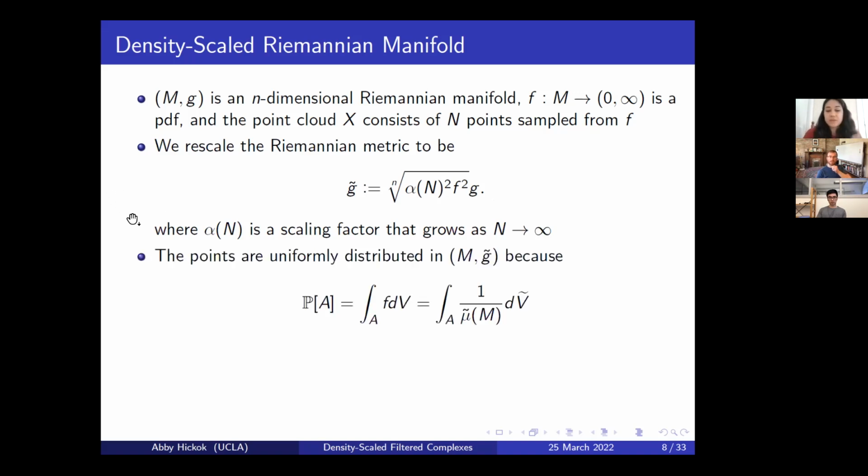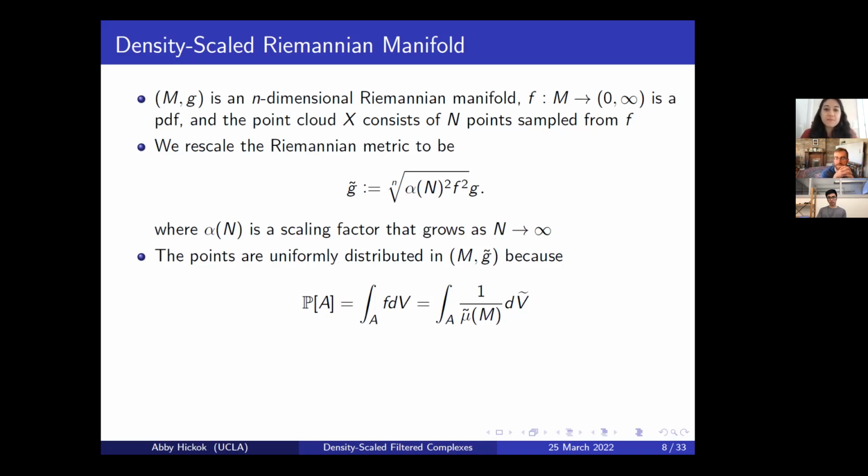Sorry, Abby, can I ask a quick question? I just want to understand, can you give some motivation for why alpha of n and f end up being squared? Maybe feeding off that viscosity term, I know drag usually goes as velocity squared or something like that.